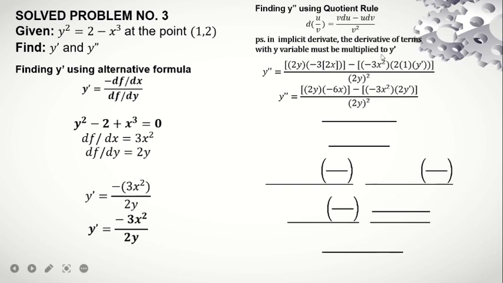Mamaya natin ito i-simplify. Ngayon, hinihimay-himay natin siya. 2y times negative 6x is equal to negative 12xy. Minus negative 3x squared times 2y prime is equal to negative 6x squared y prime. Then, what can we do next? Ito, distribute nito. Ayan, naging positive na siya.